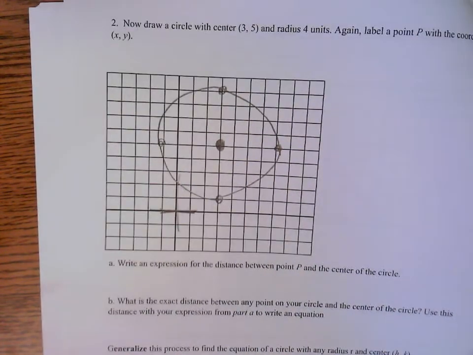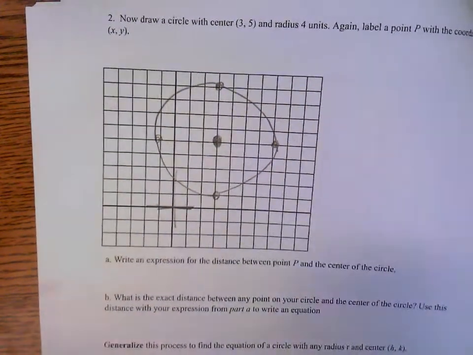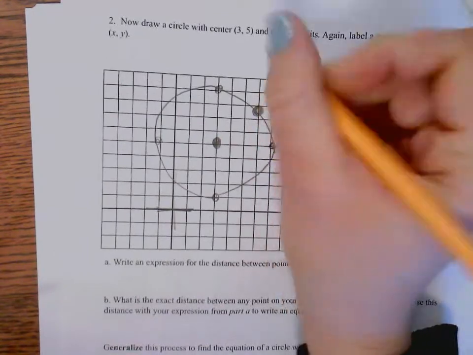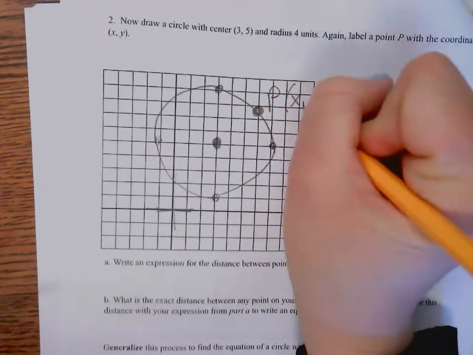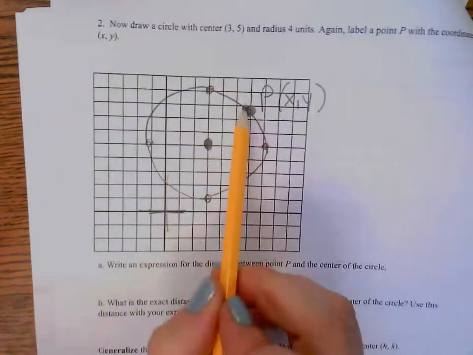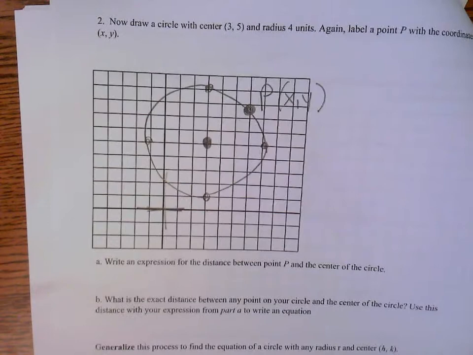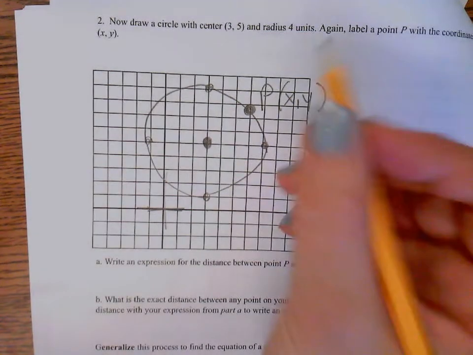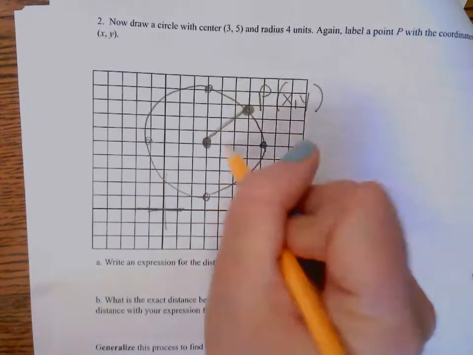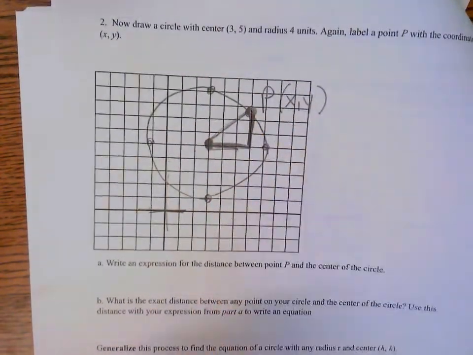So we're going to use the distance formula to create an equation for this circle. I'm going to call this point P again, and I'm still going to call this point X comma Y on my circle. So this is going to be any point on the circle. How can I generate an equation? How does it change this time? I still want to find this distance using the Pythagorean theorem. So what is this distance?